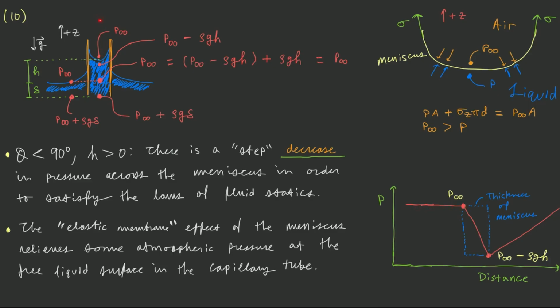Now, once we hit this meniscus right here, we will experience a step decrease in pressure across the meniscus in the case where theta is less than 90. That step decrease brings us to P infinity minus rho gH.